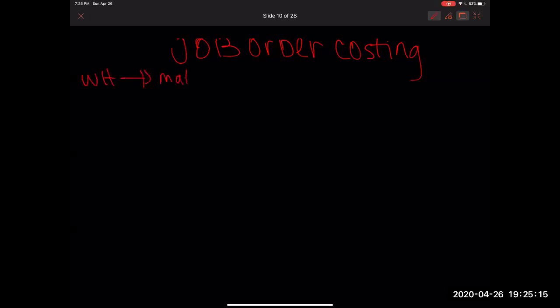All right, guys, so right now we're talking about job order costing, right? We're talking about how a product moves through the different phases, from the warehouse or storeroom to materials, then from materials it picks up work in process, and so forth, until it becomes finished goods. And then from finished goods, it becomes sold, right?